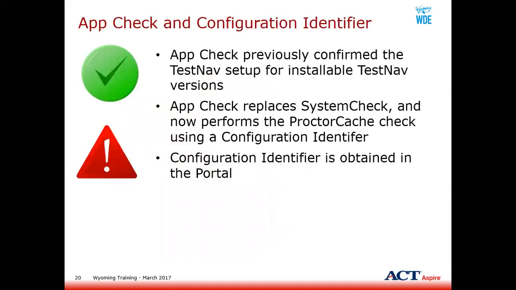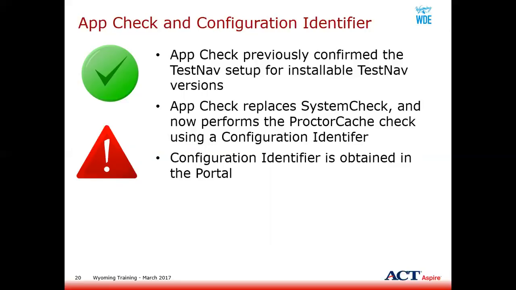So now let's talk about AppCheck and the configuration identifier. So AppCheck has previously been used in the installable desktop, iPad, and Chromebook TestNav versions. You could run a very quick app check to confirm that the TestNav setup was successful. And for browser-based testing, that was done through System Check, and that also gave you the ability to check your Proctor Cache settings. So going forward, that System Check website is no longer available. So if you try to go to that old URL, it's already come down.